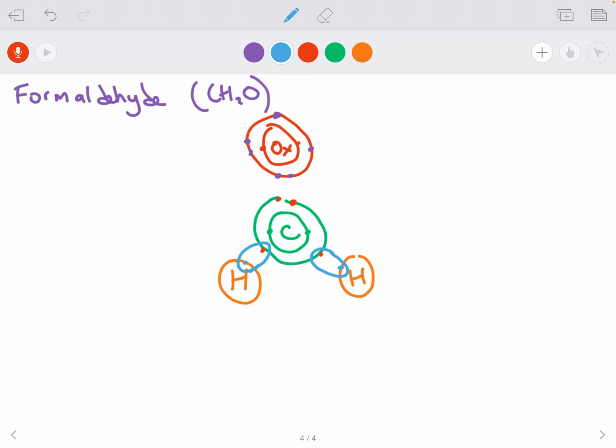Now, a little trick that you can use, hydrogen will never form anything but a single bond. It only has 1 electron to share. It cannot share 2 electrons, so it can't form a double bond. So if you're ever unsure, hydrogen can never form a double bond or a triple bond.